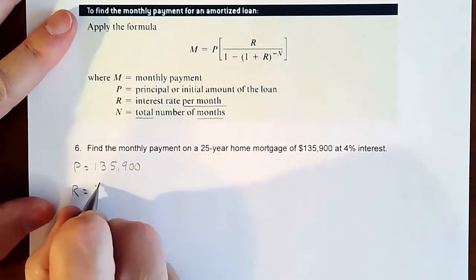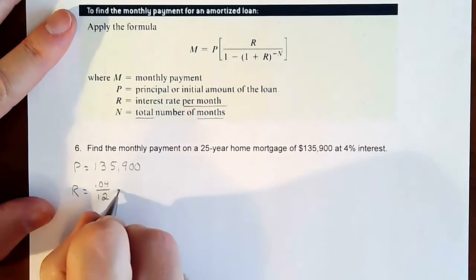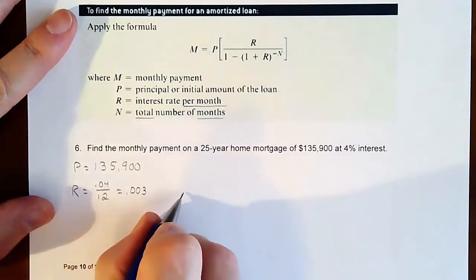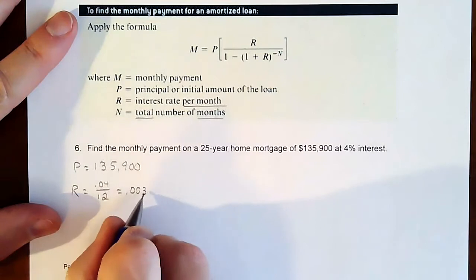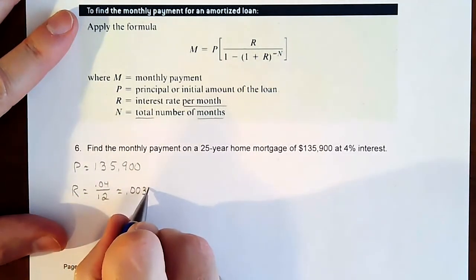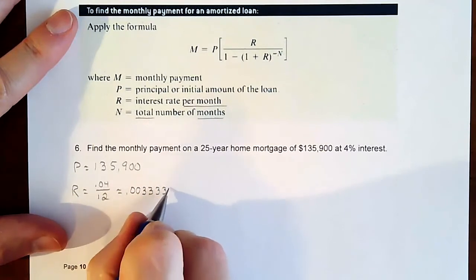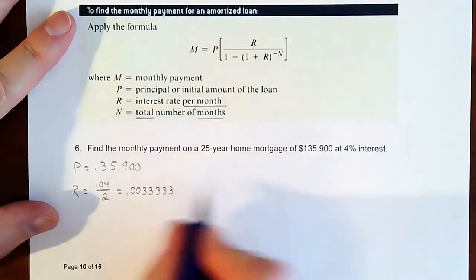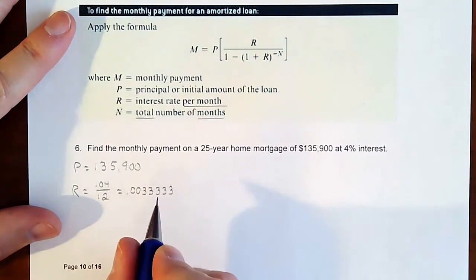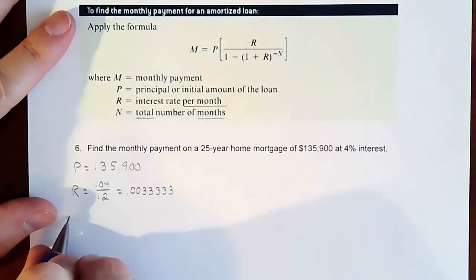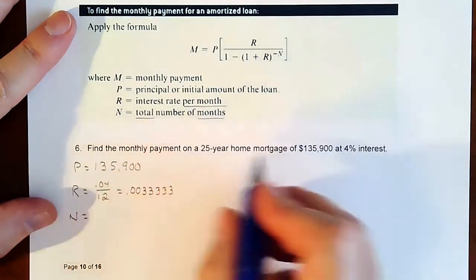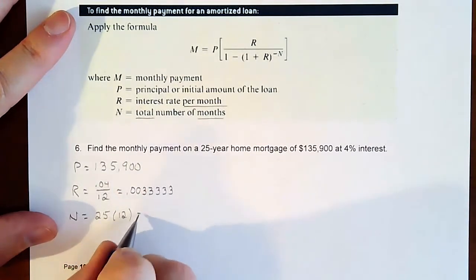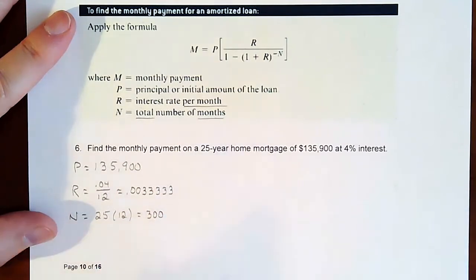So it's 0.04 divided by 12. And if you throw that in the calculator, unfortunately, we get 0.33333 on forever. So I'm going to try to be as accurate as possible, and I'm not just going to take two digits, I'm going to take maybe 5 of these just to keep it as accurate as I possibly can, because the actual calculators and programs are going to use more than that. So we want to get it to the closest penny as we possibly can. And N is your total number of months. We are doing 25 years, but we are paying it every month, so if you multiply those two together, we're looking at a total of 300 payments.